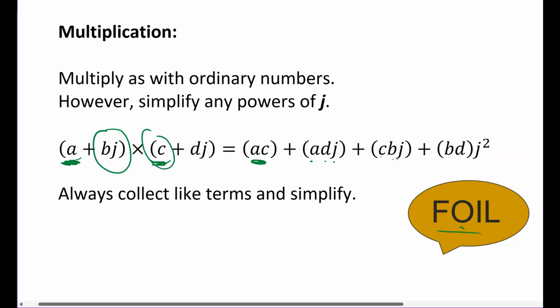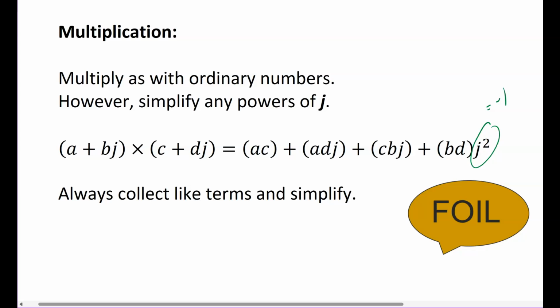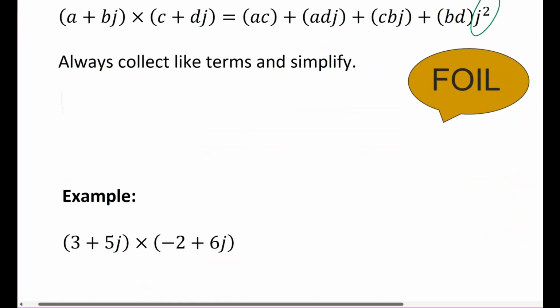Well, c bj. I'm just putting the j at the end, so that's the only reason for the change in order. And then the last terms would be the bj times dj, which is b times d times j, which is j squared. So that's the process, that is the formula that we use, and it's basic FOIL. The only difference we will see is that now we know that j squared is equal to -1, and that will be the last part to work on with this. Okay, so let's take a look at an example.